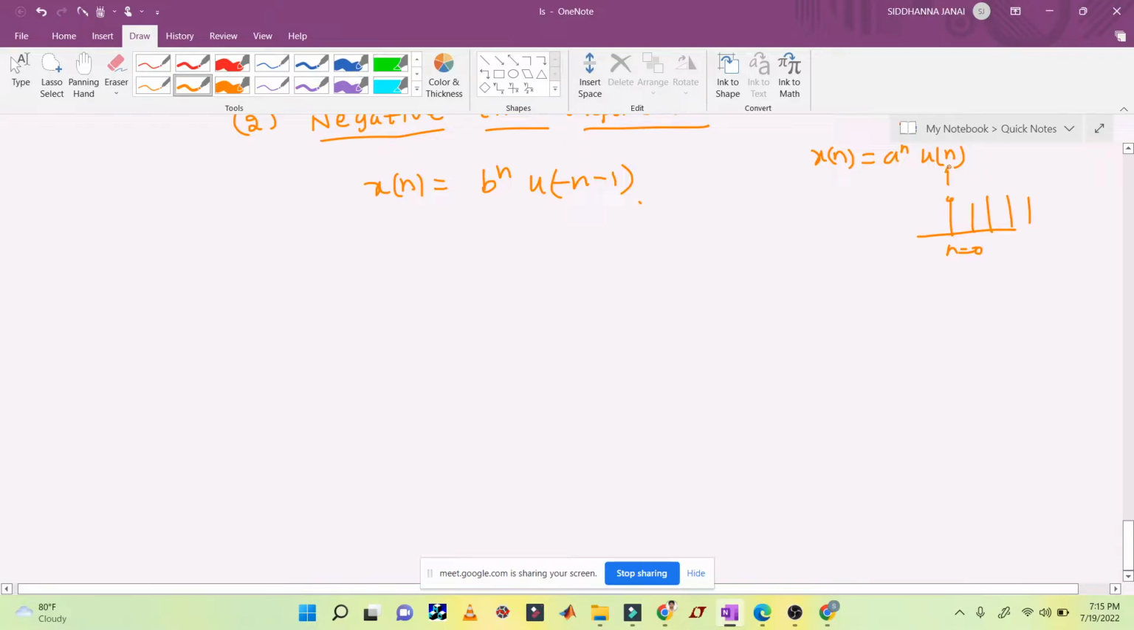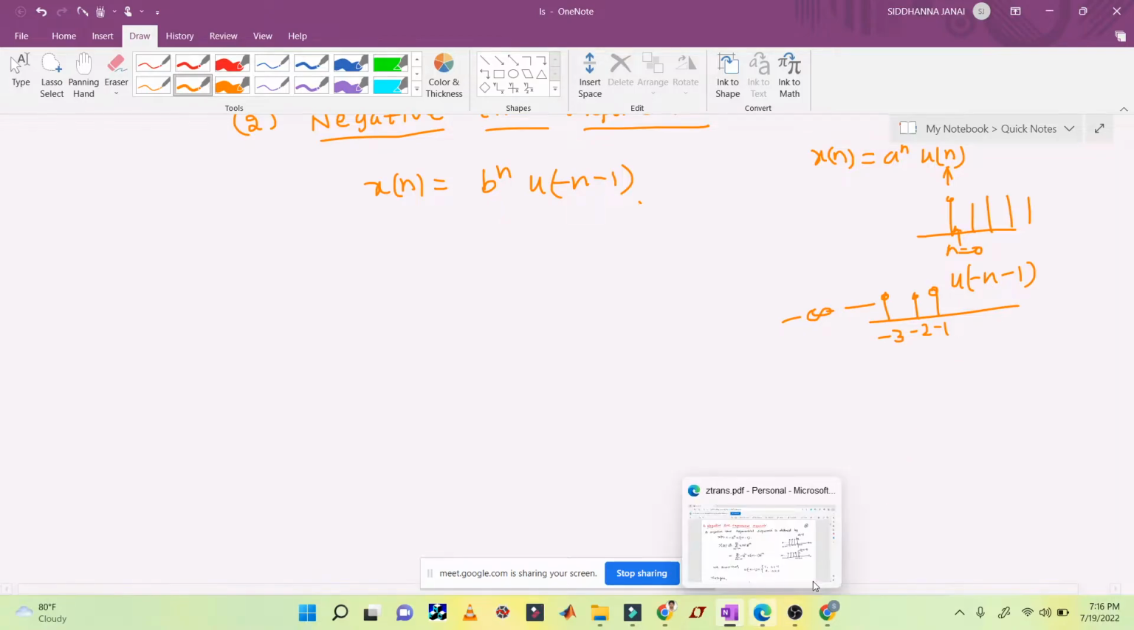Since the n is equal to 0 term is included in the right sided sequence, what we are saying is from n is equal to minus 1, minus 2, minus 3, like that. This is the sequence from minus infinity till minus infinity, which we call minus n minus 1. Minus n would have been from n is equal to 0 to minus infinity. Now we are saying minus n minus 1, because the n is equal to 0 term is included in the right sided sequence. That's why we cannot include that in the left sided sequence. So that's why I am taking this as u of minus n minus 1.